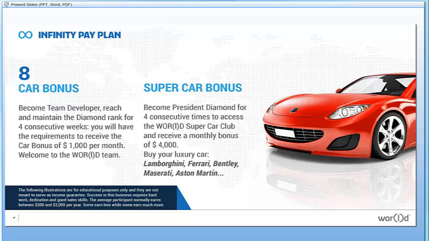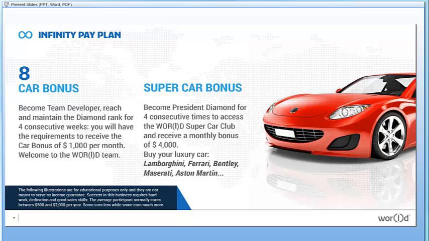Super car bonus, the same thing. You have to become President Diamond for 4 consecutive times. Now look at this. You see, it's a bit harder to become a President Diamond than to become a Diamond member, right? Here's 4 consecutive weeks, but here's 4 consecutive times. So they're making it easier to attain the super car bonus because you have contributed a lot of volume to the company. Okay, President Diamond, I forgot what is the amount you need to maintain for 4 consecutive times. I think it's what, 100,000? I'm not sure, but we can go back to that slide shortly. And that's collectively as a team, 4 consecutive times.